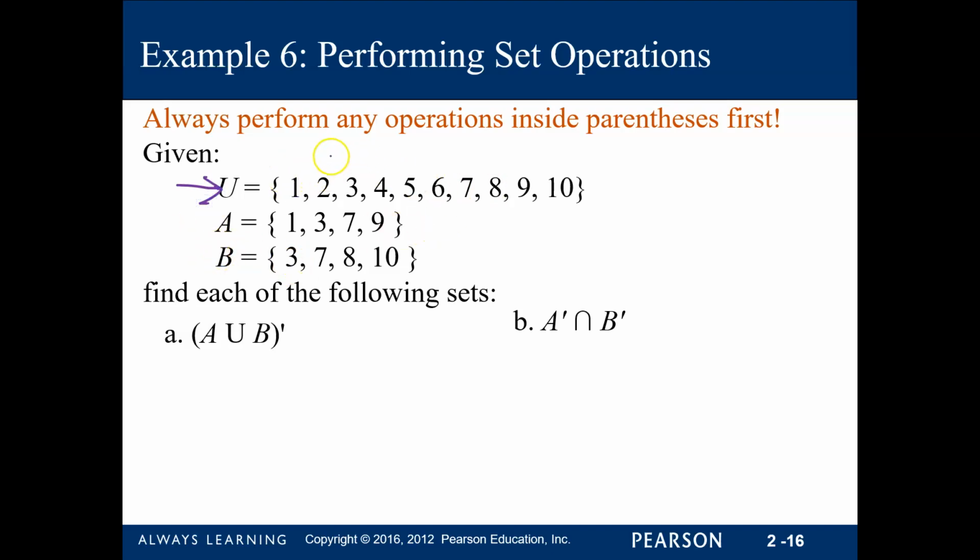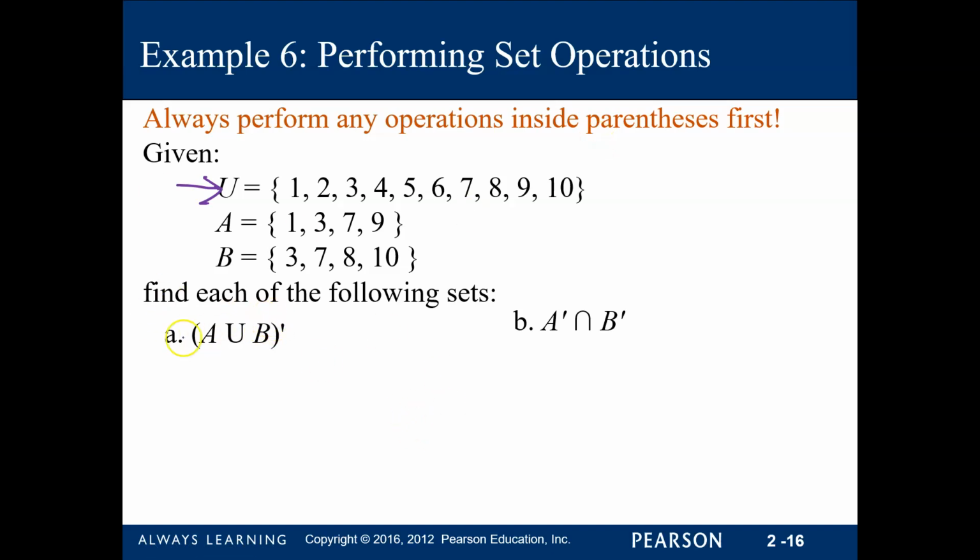So our universal set is from the numbers 1 up to 10. 1, 3, 7, 9 is A. 3, 7, 8, 10 is set B. Now, when you have multiple set operations involved, it's pretty much like PEMDAS. You start with the parenthesis first. You start with the most immediate operation, okay?